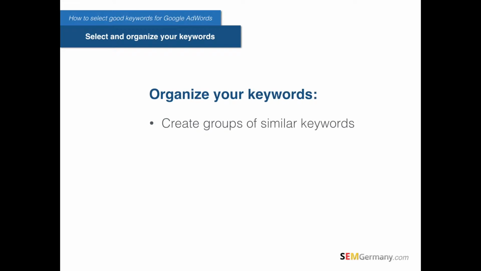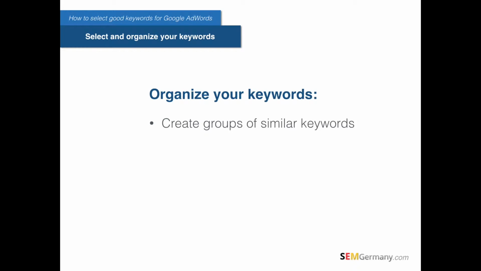If you're not familiar with the concept of an ad group, what that is, then I recommend you to watch the previous video of this tutorial, how to structure your Google AdWords account. Basically, your ad groups include all your keywords and ads that belong together, so when a specific keyword is entered, the correct ad shows up on the search results page.